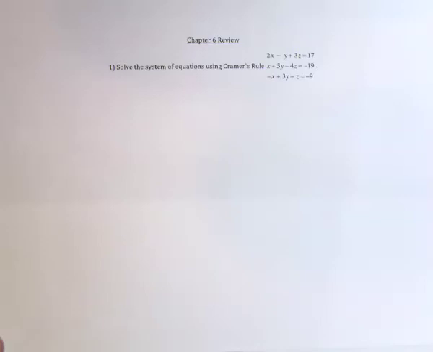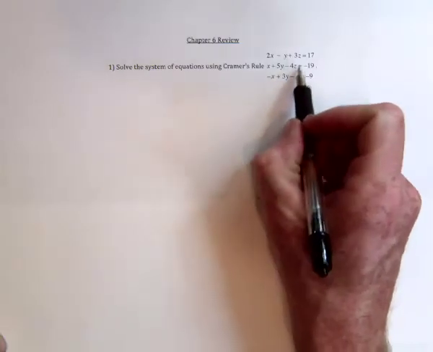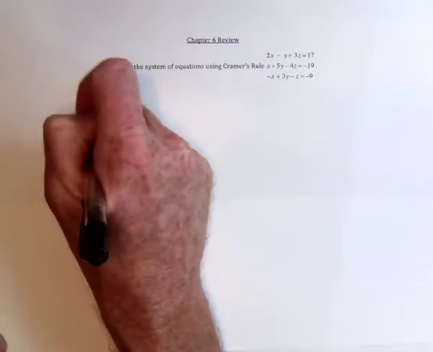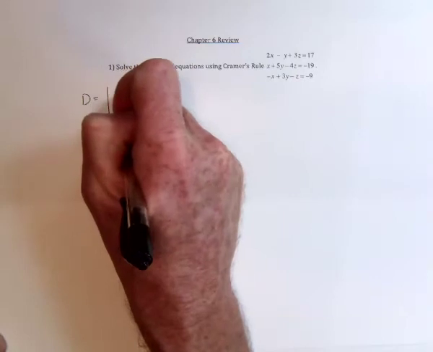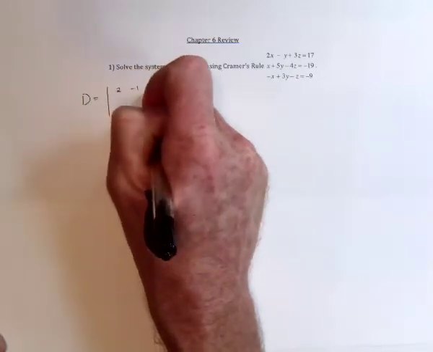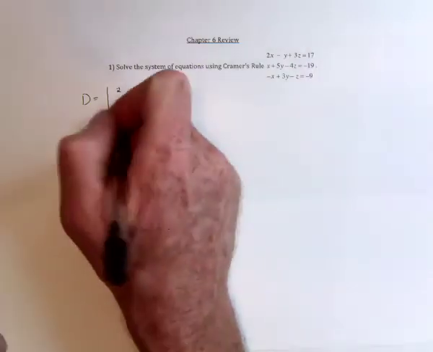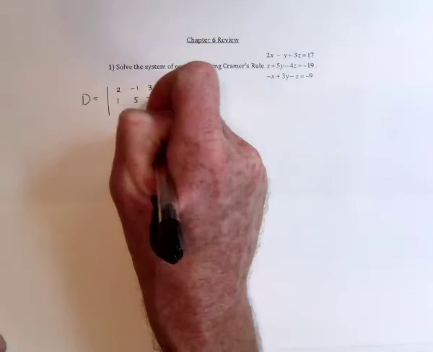So now we're going to be using 4 different determinants to solve this system of equations. The first one comes from the coefficients of x, y, and z here, and that's called determinant D. And so the first row would be a 2, -1, and 3 from these coefficients. The constants we use later. And then 1, 5, -4.